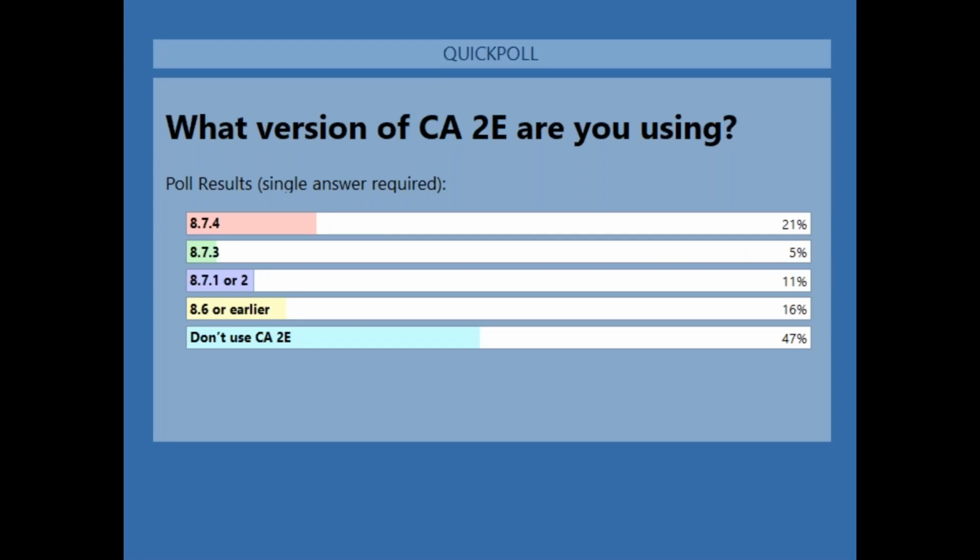Well, that's good. 21% of you said that 8.7.4 is what you're on, which is really good, and 8.7.3, which is currently supported, and then 8.7.1 or 8.7.2 are, I believe, already no longer supported, as well as 8.6, and so forth. Anyway, obviously some of you are Plex users.